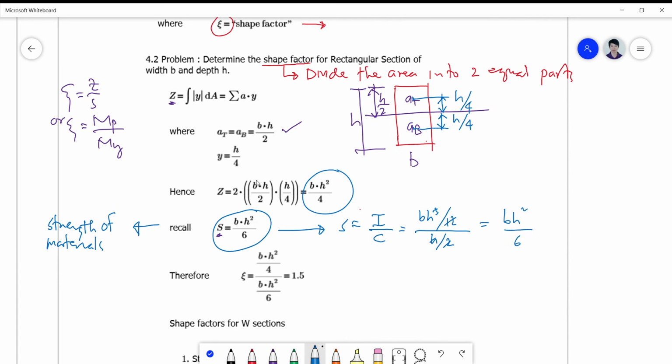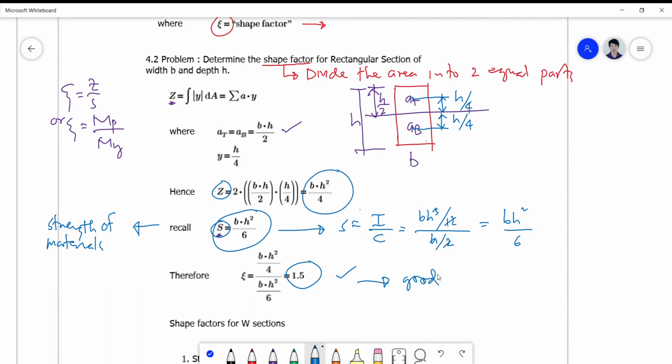Okay, so upon dividing now the value of Z and S, I get 1.5. So this is now my shape factor, and this is a good factor, no?